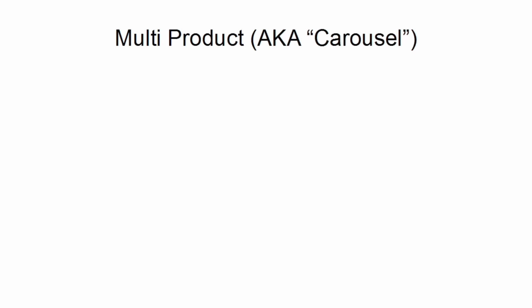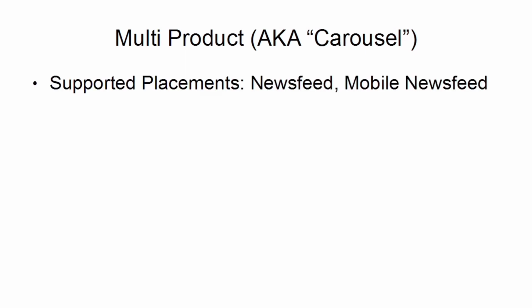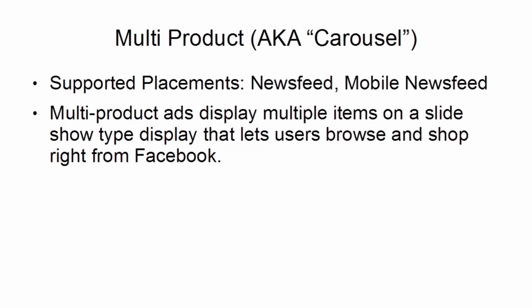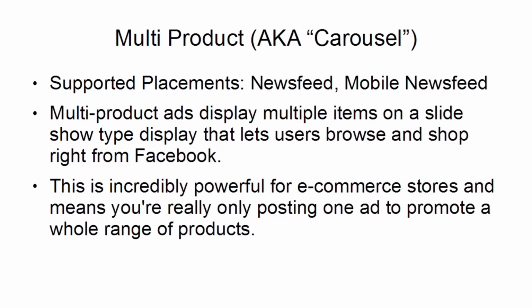Then there's the multi-product ad. And the supported placements are the newsfeed and the mobile newsfeed. And multi-product ads display multiple items on a slideshow type display that lets users browse and shop right from Facebook. And this is incredibly powerful for e-commerce stores, and it means you're only really posting one ad to promote a whole range of different products. And it's also good if you've got a bricks and mortar store or something like that. You can use this type of advertisement, again, to highlight your products, showcase your products.